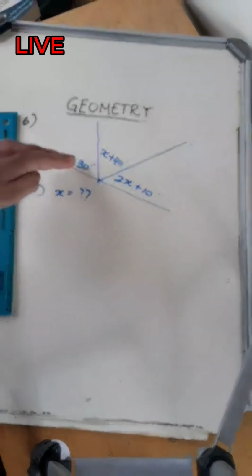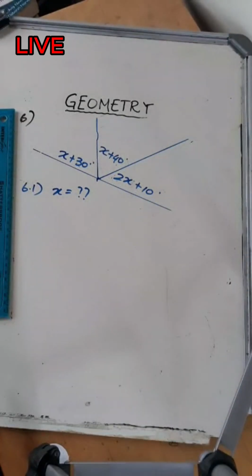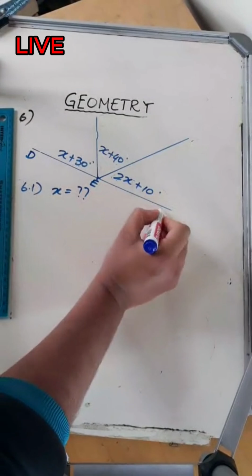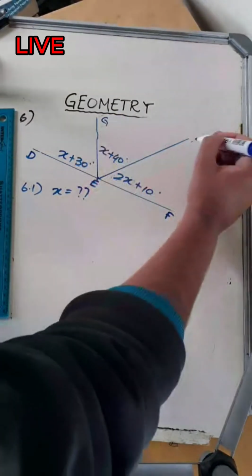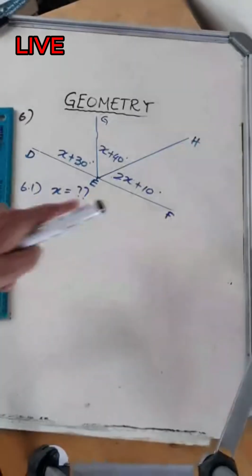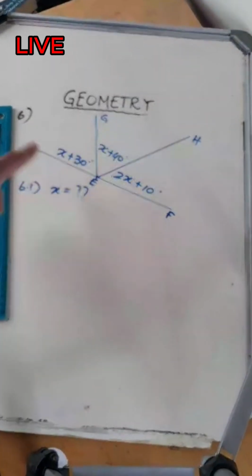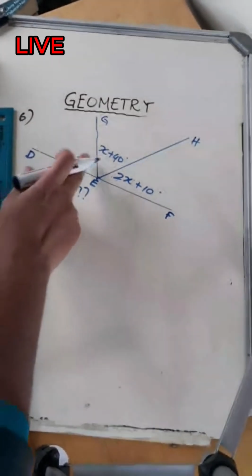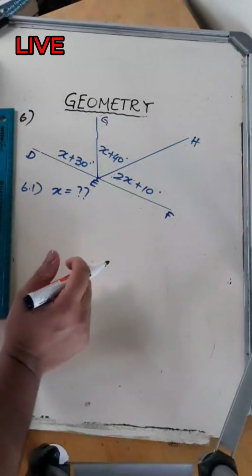So now you can see all these angles are on a straight line. Wait, the other thing I forgot now is this. This is D, this is E, this is F, this is G, and this is H. And the question is, what is the value of x? As you can see, all these angles are on a straight line, and one of the theorems states that the sum of the angles on a straight line is equal to 180 degrees.